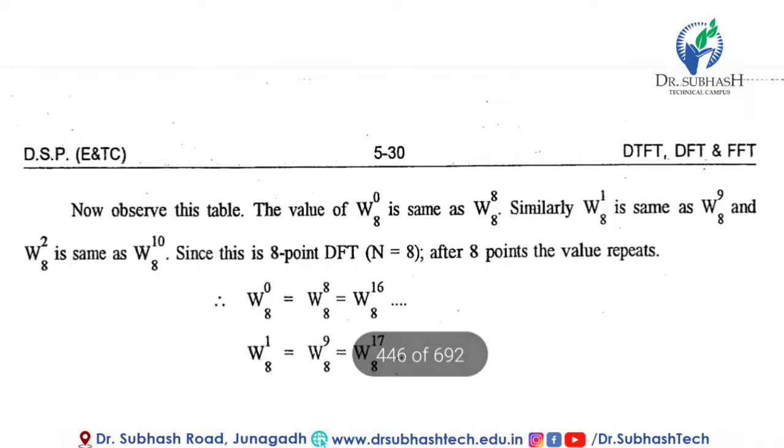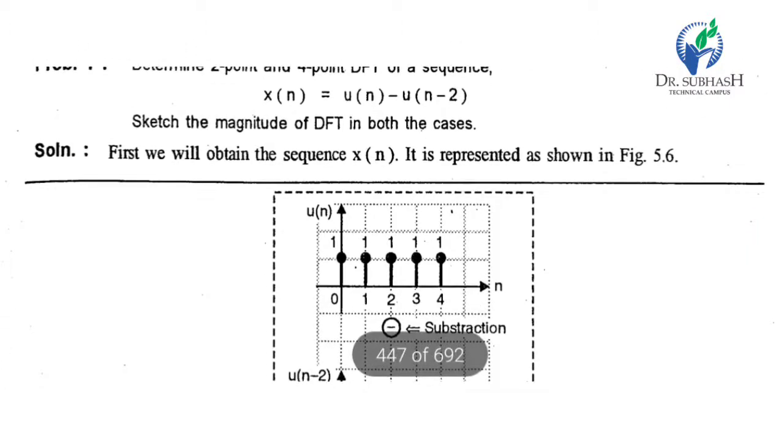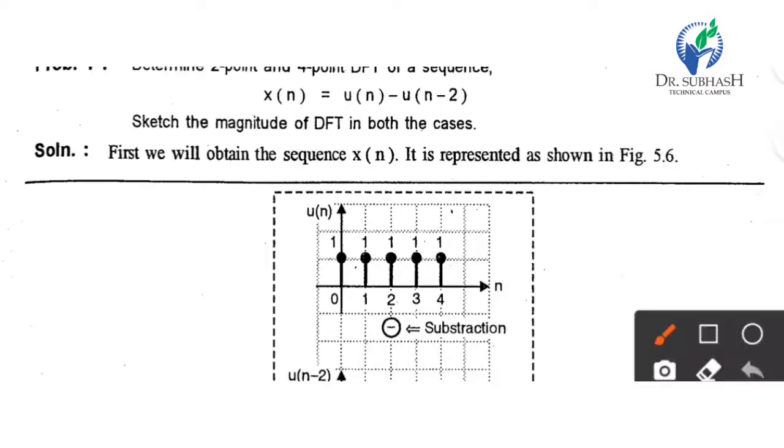Now we start from the example. Determine the 2-point and 4-point DFT of a sequence. Here the question is x of n equal to u of n minus u of n minus 2. Sketch the magnitude of the DFT in both cases.